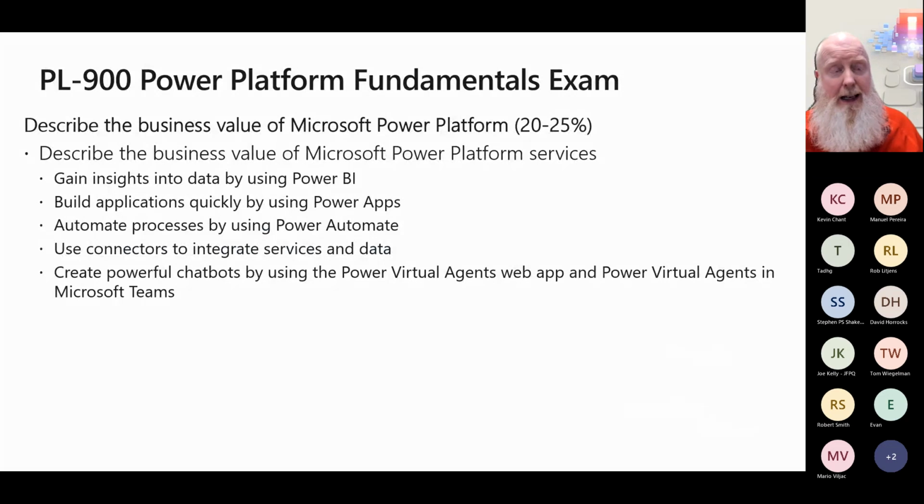So the little hint about any Microsoft exam is when you have to write an exam question. I've written exam questions for Microsoft in the past. I don't tend to do it now. But in the past, what you do is they say, Julian, can you write 3 questions on describe the business value of Power Platform services? And I'll go pick a bullet point and write a question on it. So here we've got, how do I gain insights with Power BI? How do I build applications with Power Apps? How do I automate with Power Automate? How do I use connectors, which we'll talk about later? And how do I create chatbots using Power Virtual Agents?